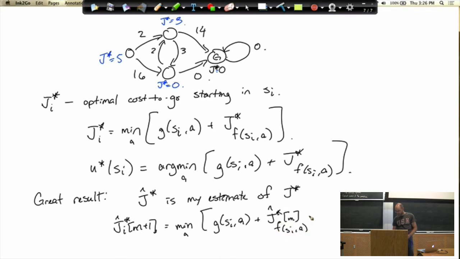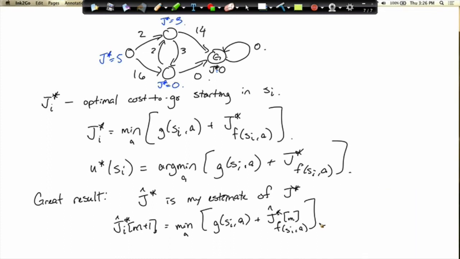sorry, that's a lot to write, but you don't have to write it, it's in the notes and it's on the screen, it'll be on the video. Okay, so it turns out there's this great result which says even if J star starts off as just a random guess, then it'll actually converge to the true J star.